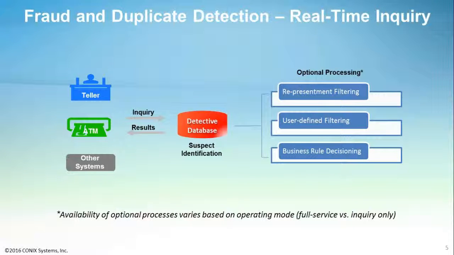Both products provide real-time inquiry capability. This capability is accessible to teller, ATM, online banking, and other systems. The calling systems provide the details of the payment in question, and Dupe Detective returns a disposition code that indicates whether the payment is acceptable or not. Optionally, representment and user-defined filtering and business rules can be invoked prior to returning the result.